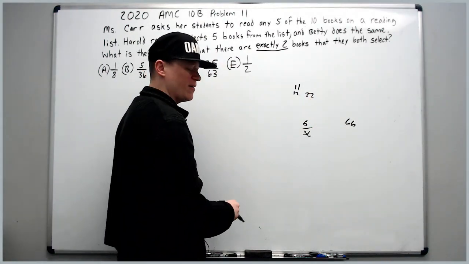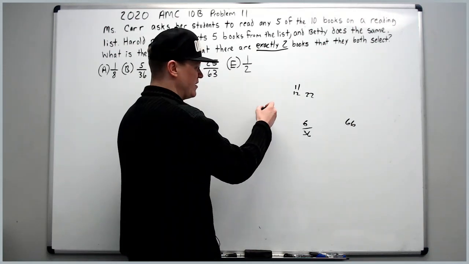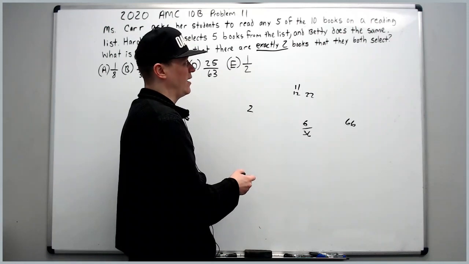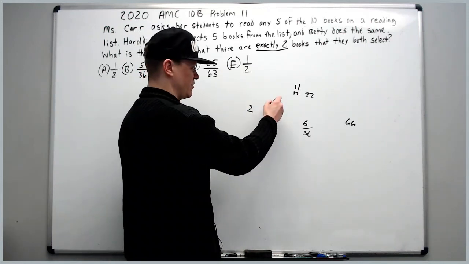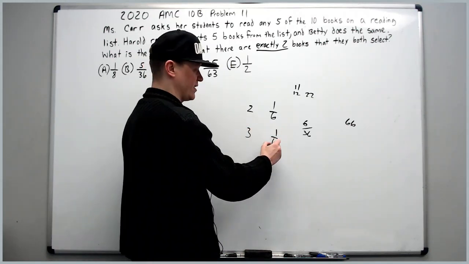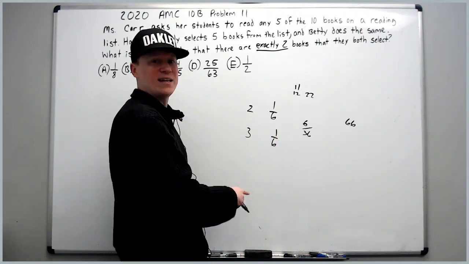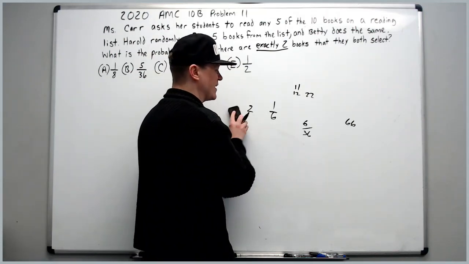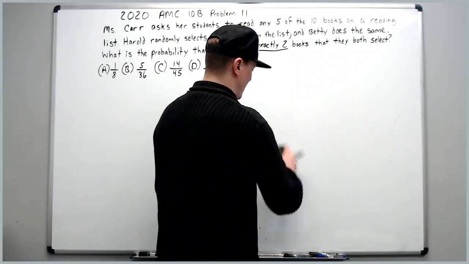But a different way of thinking about it is if Harold gets the number 2, what's the chance that Betty gets the same number? She'll have a 1 in 6 chance. And if he had a 3, a 1 in 6 chance. No matter what he gets, she has a 1 in 6 chance. We're going to use that same kind of thinking on this problem.